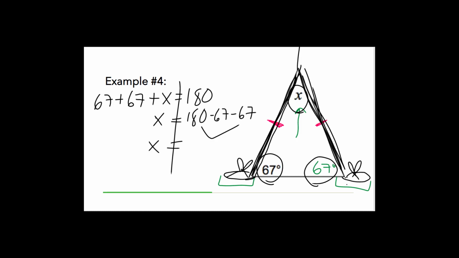Right, so 180 minus 67 is 46. So x equals 46. This angle is 46 degrees.